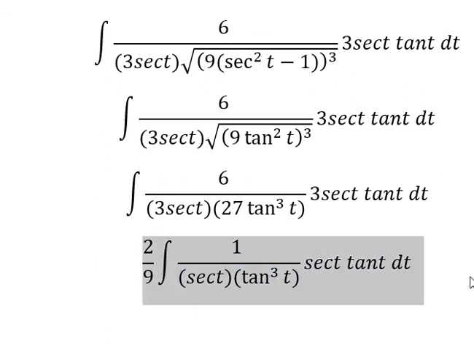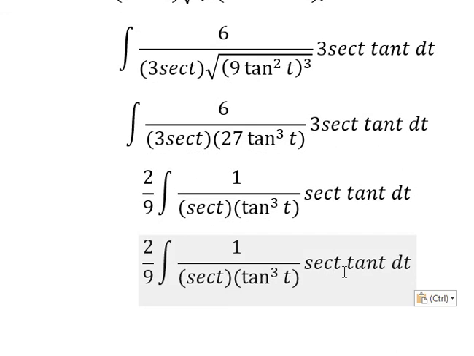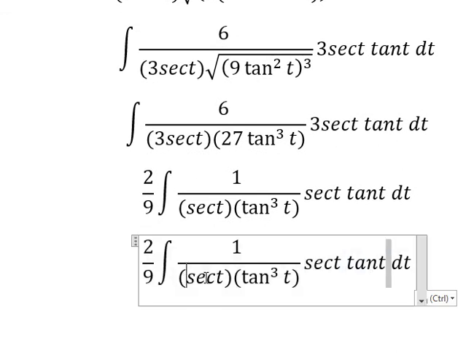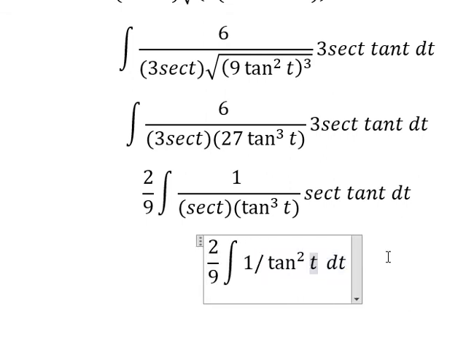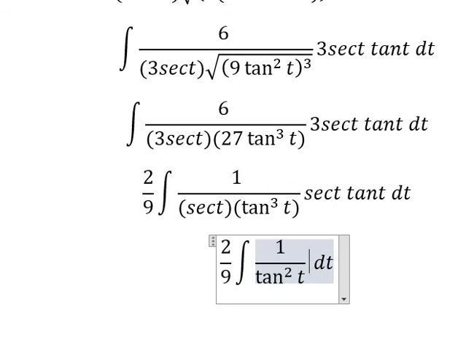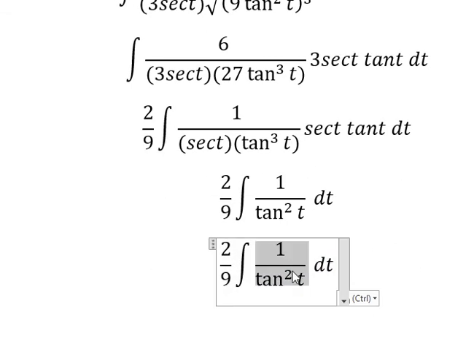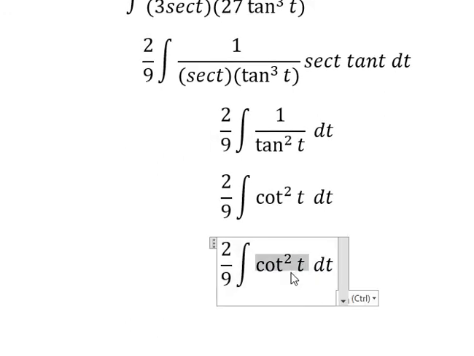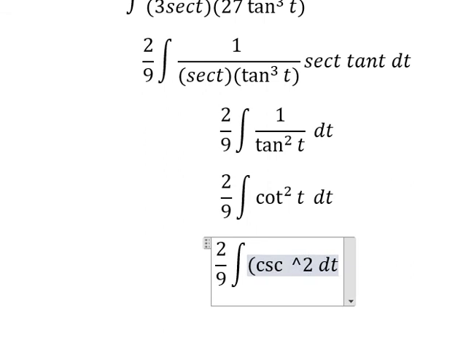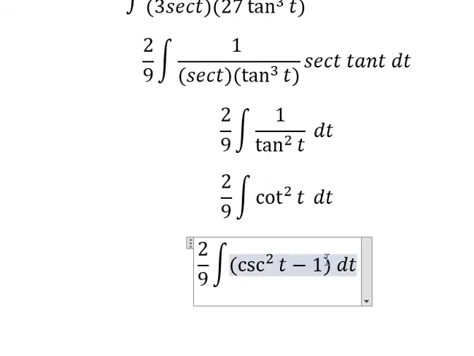Next, we simplify secant of t tan t on numerator and denominator. So we just have only 1 over tan t squared. And this one we have cosine t squared. Cosine t squared we change by cosecant of t squared minus 1.